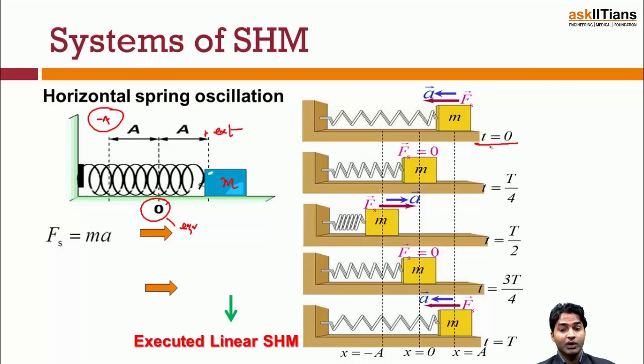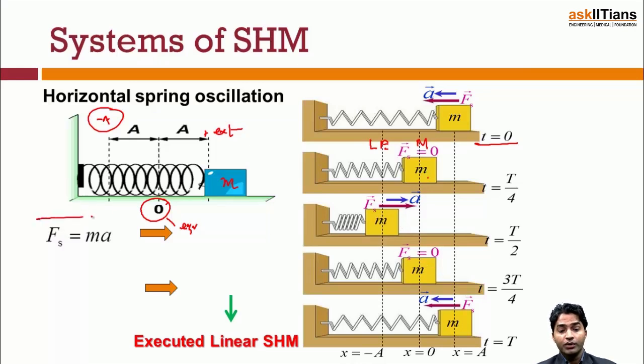When we release it, what happens? It comes to the mean position and then to the left extreme. Now it executes SHM about the mean position, having amplitude positive A and minus A. As time changes from 0 to T by 4, to T by 2, to 3T by 4, to T, the direction of acceleration changes with respect to the displacement. So we are getting Fs equal to minus Kx in that case.